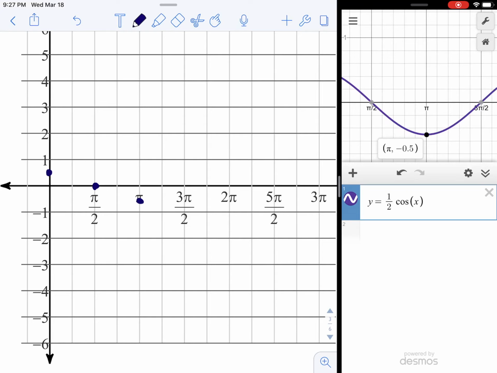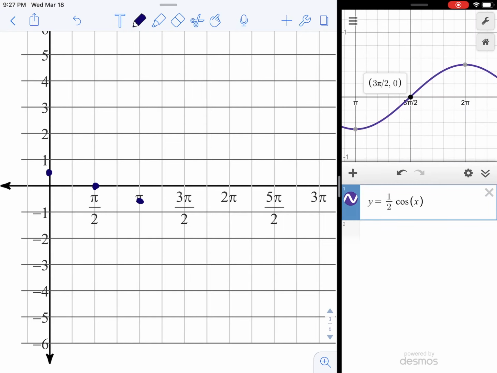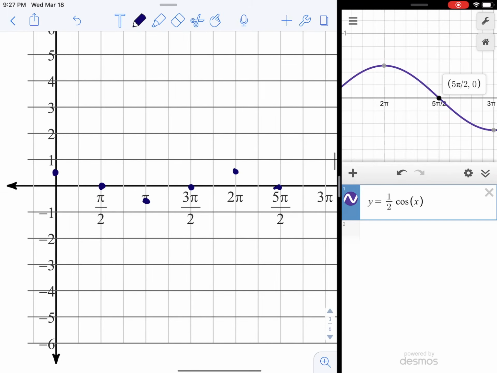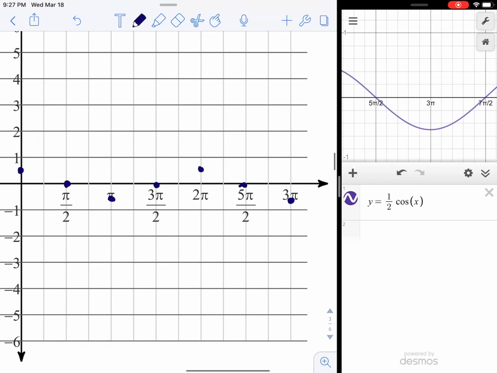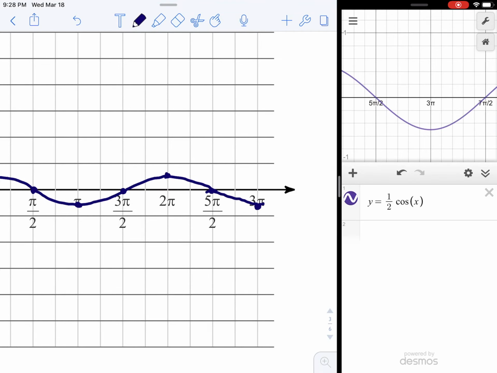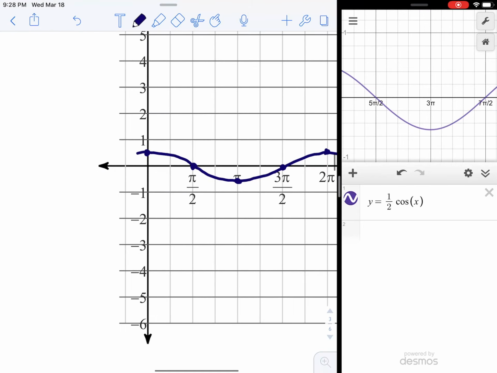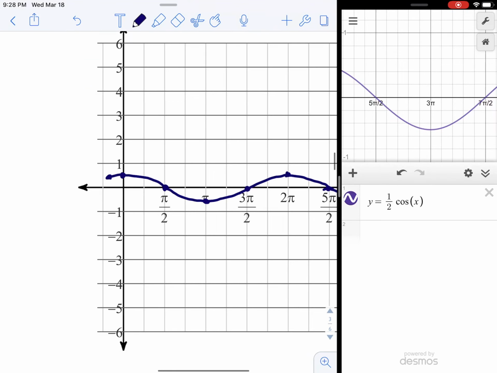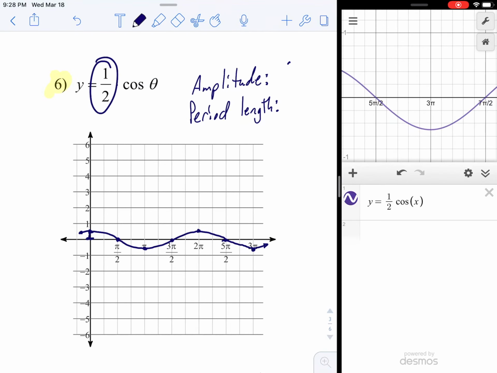Let's see. 3 pi over 2, 2 pi up at 0.5 again, 5 pi over 2, 3 pi, it's down here at 0.5 again. So I'm going to draw sort of a gentle rolling wave. The curves are very gradual. If this was water, this would not do much to rock your boat. So, what is the amplitude of this graph? High point to middle is 0.5, or 1/2.